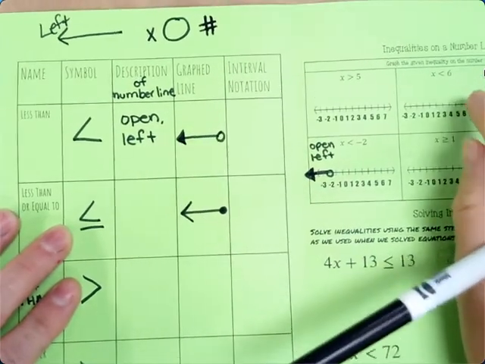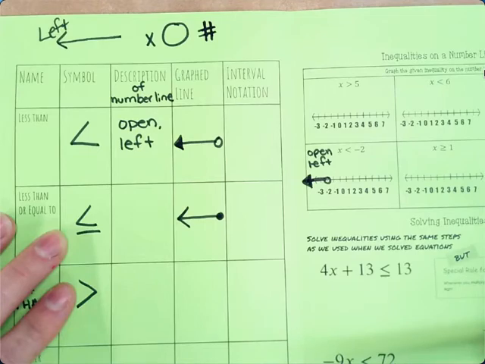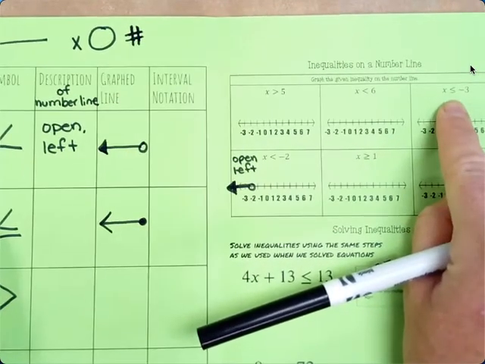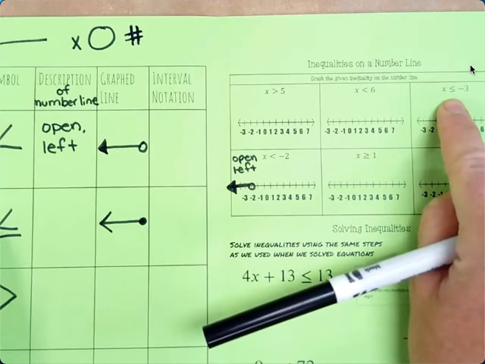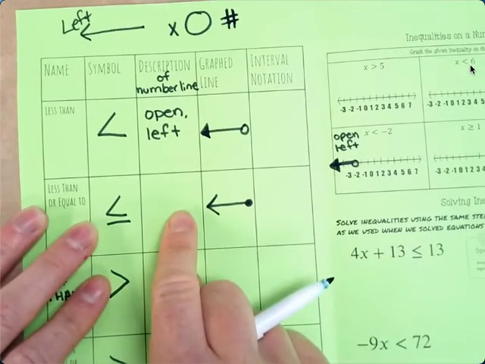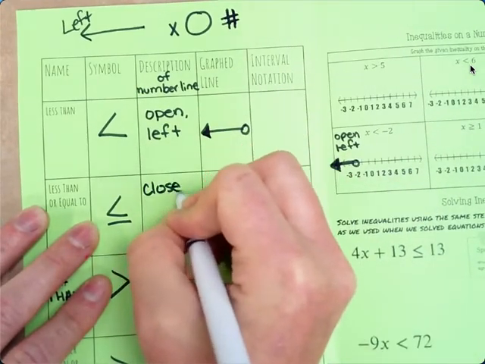So if we look here, is there a less than or equal to? Right there, number. Is it this one? Less than or equal to -3? Yeah. Okay, cool. So how are we going to do the graph? Oh, it'd be closed left. Closed left.